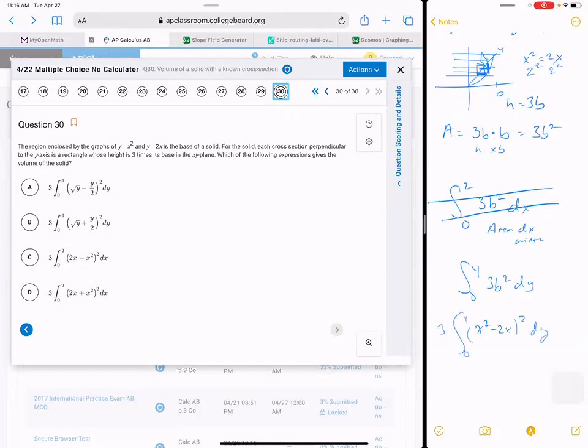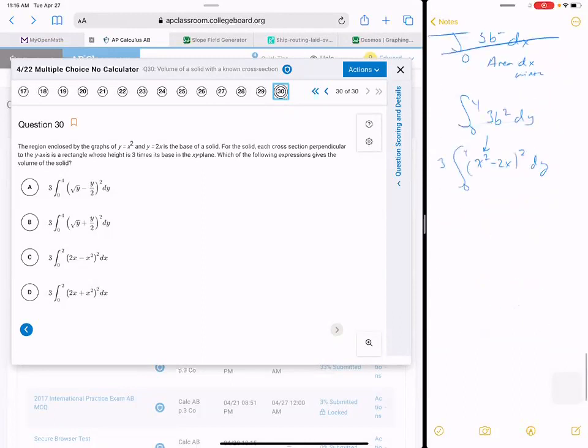And then dy. Oh, I made a mistake again, because this is in x, but they want y. So you can see you can catch yourselves making dumb mistakes. y is equal to x squared, that's x is equal to the square root of y. And y is equal to 2x, so x is equal to y over 2. So right minus left, it's still this equation. So it's the square root of y minus y over 2, squared, dy, from 0 to 4, and 3.